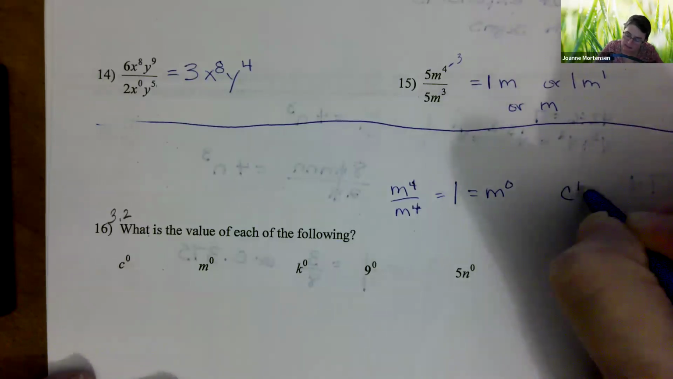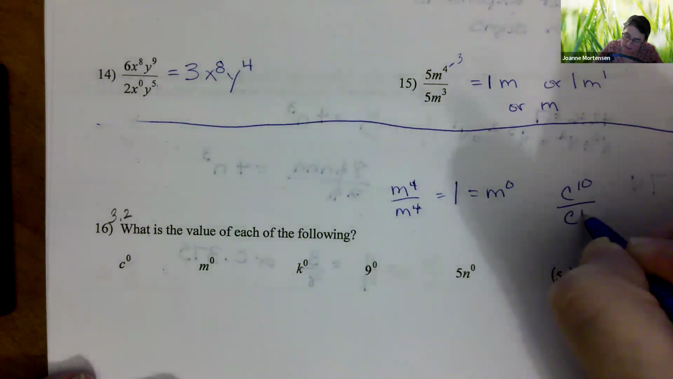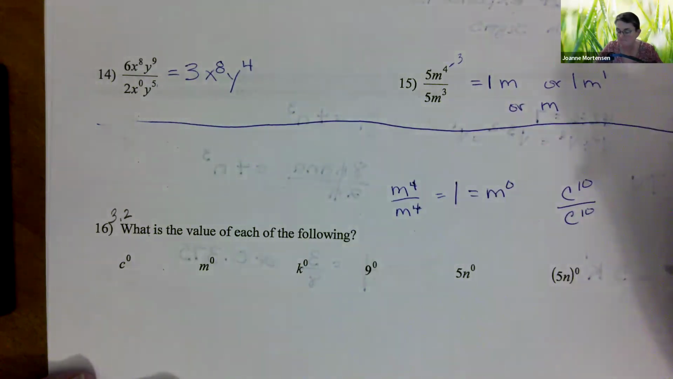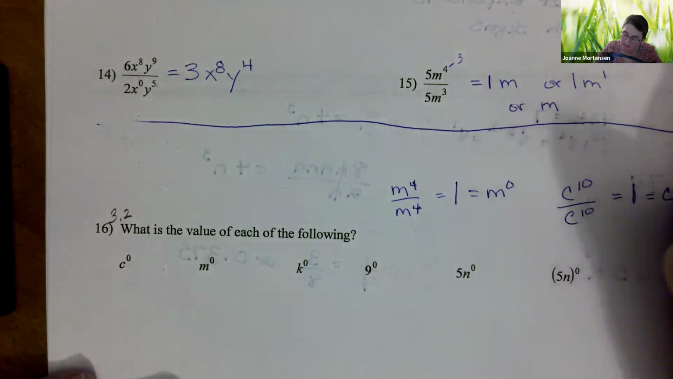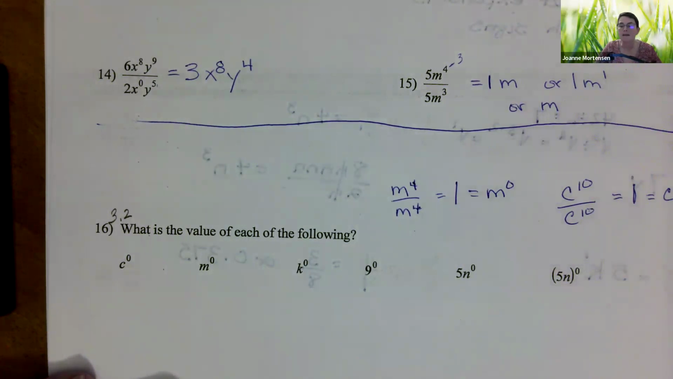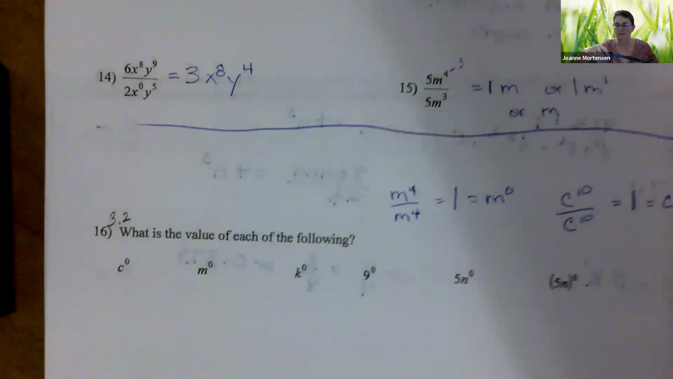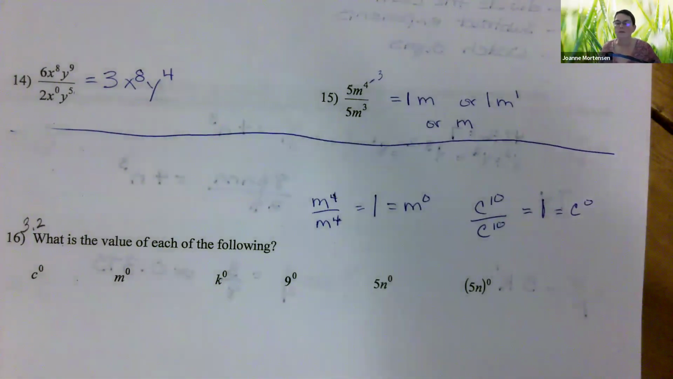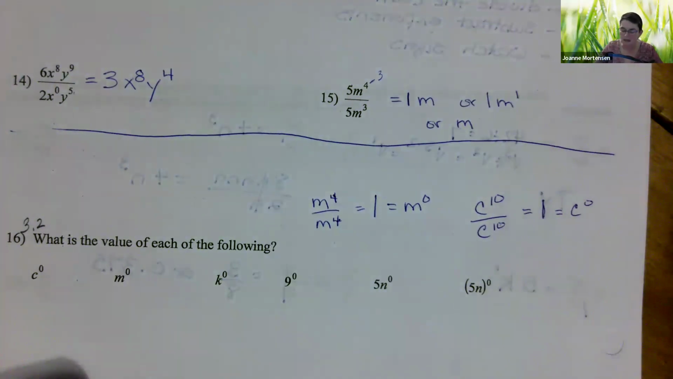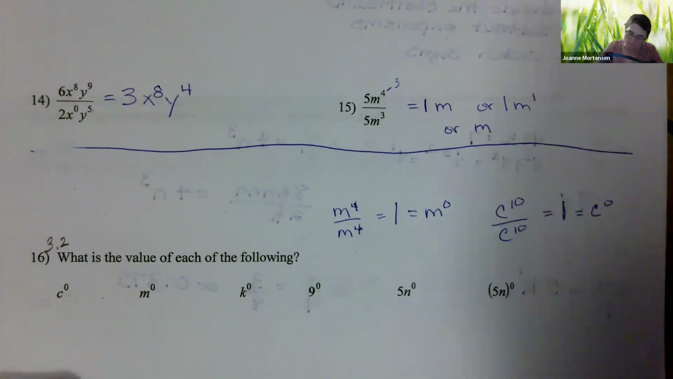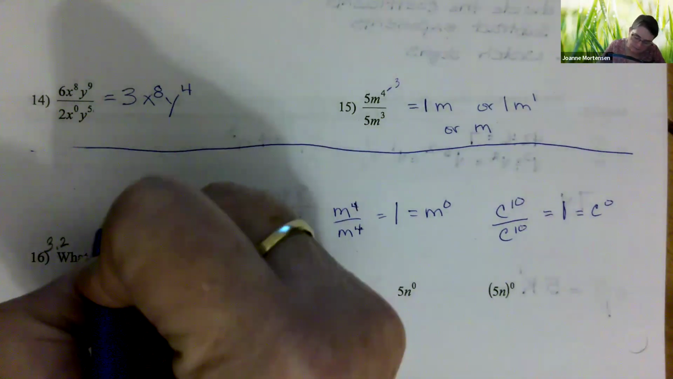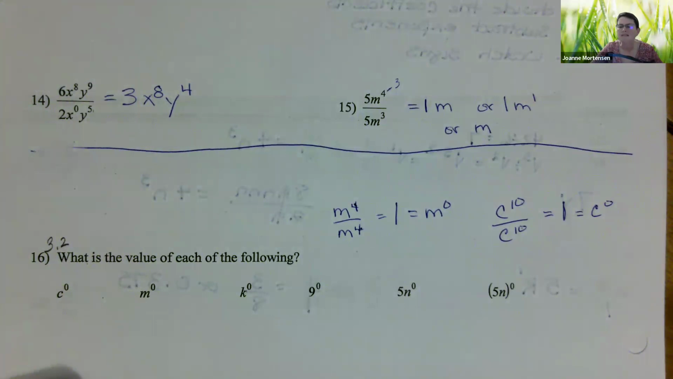So let's see. We go c^10 divided by c^10. Well, anything divided by itself is 1. But 10 minus 10, c^0. You can see the edge of my paper. There we go. One more time, because I'm sure at this point you're going, we get it. You know what? I'm going to trust that you get it.